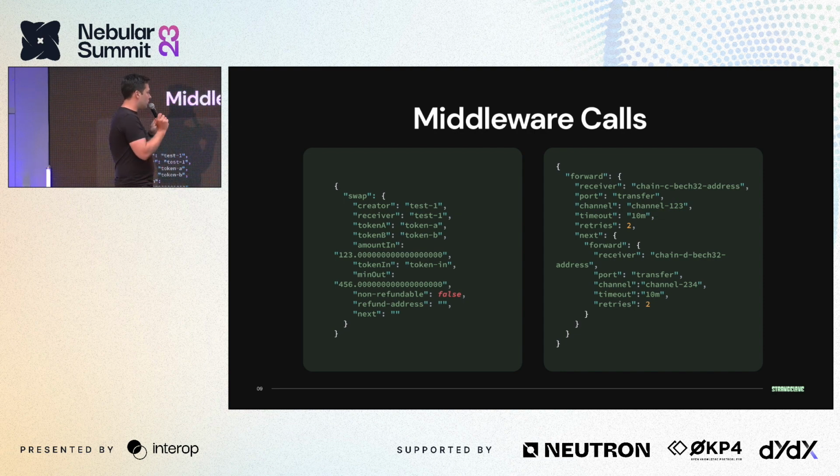Here's an example over on the right of a double forward. Let's say you want to forward an asset through 2 chains. I don't know why you'd want to do that, but it could be fun. And there's the first forward that would get processed on the first chain. And you see the arguments there. And then once the first chain processes it, it pulls off that top level of JSON, goes to that next field, and then makes the memo for the next transfer the second set of forward instructions.